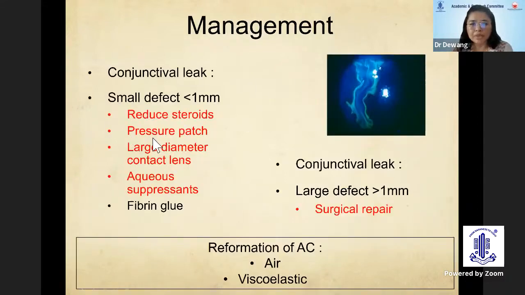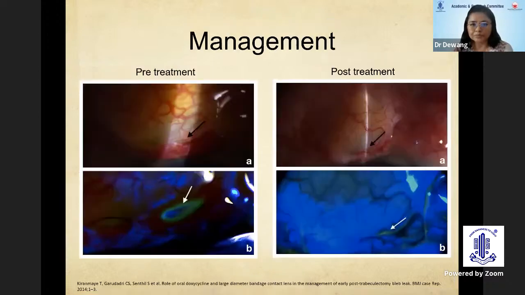If you look at the medical management, the first thing that we should do is to taper the steroids, which will enhance the fibrosis. We can also use pressure patching or a pressure bandage, a large diameter bandage contact lens, and aqueous suppressants like topical beta blockers, which will depress the aqueous circulation and enhance the fibrosis.